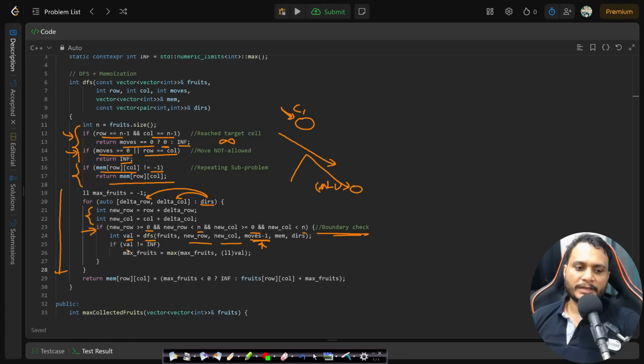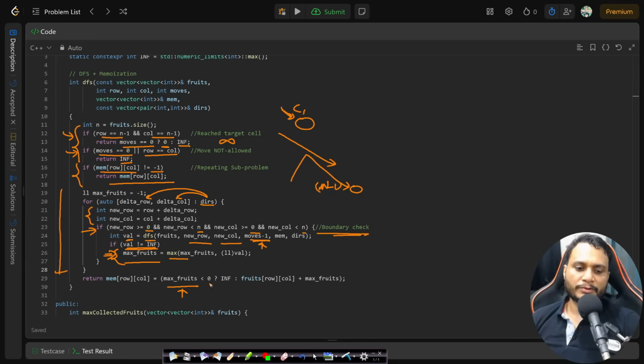And if the value is not equals to infinity, then that means the path must have been valid. And so I will be trying to maximize the fruit collection. Okay. By just using the valid paths. If the value was infinity, then I will not be considering that path altogether. Okay. And finally, I will be returning the maximum fruits.